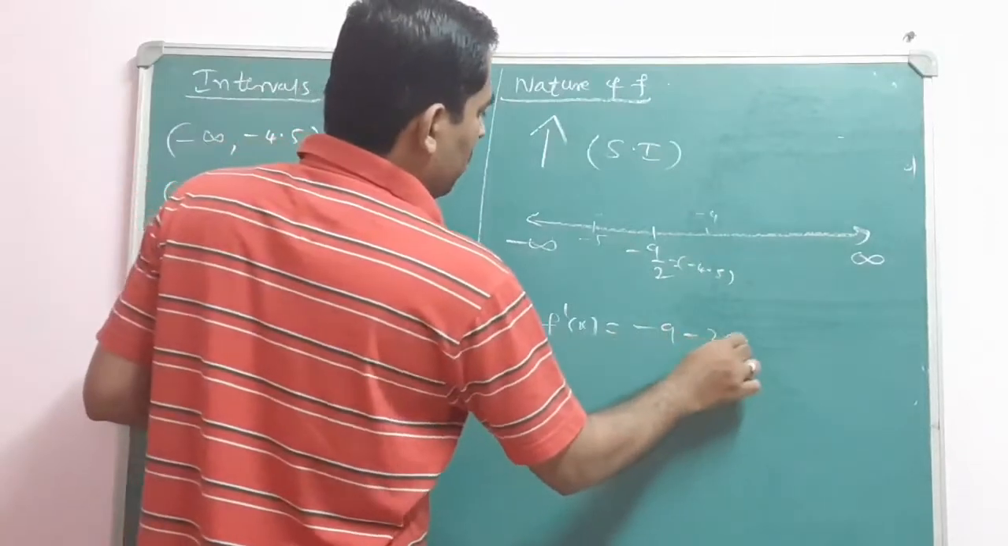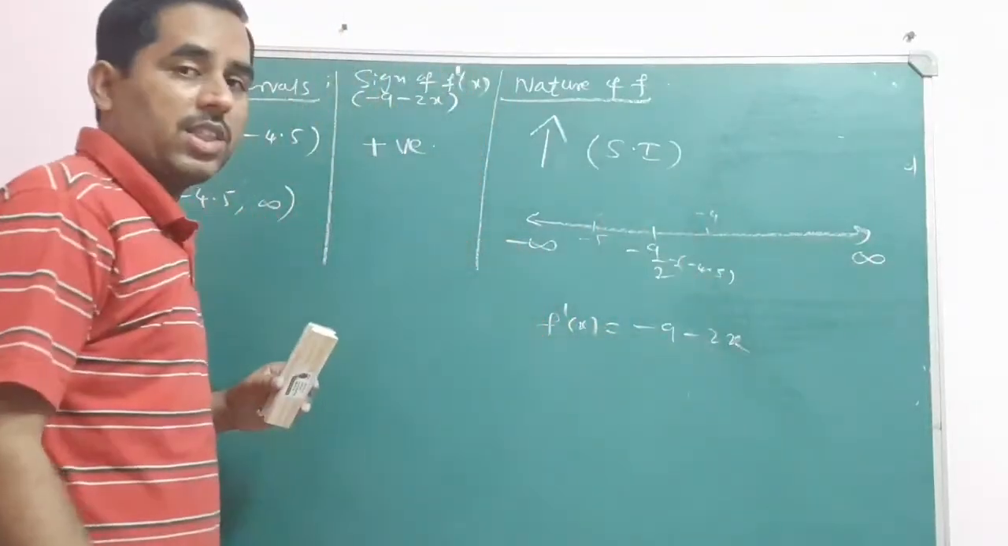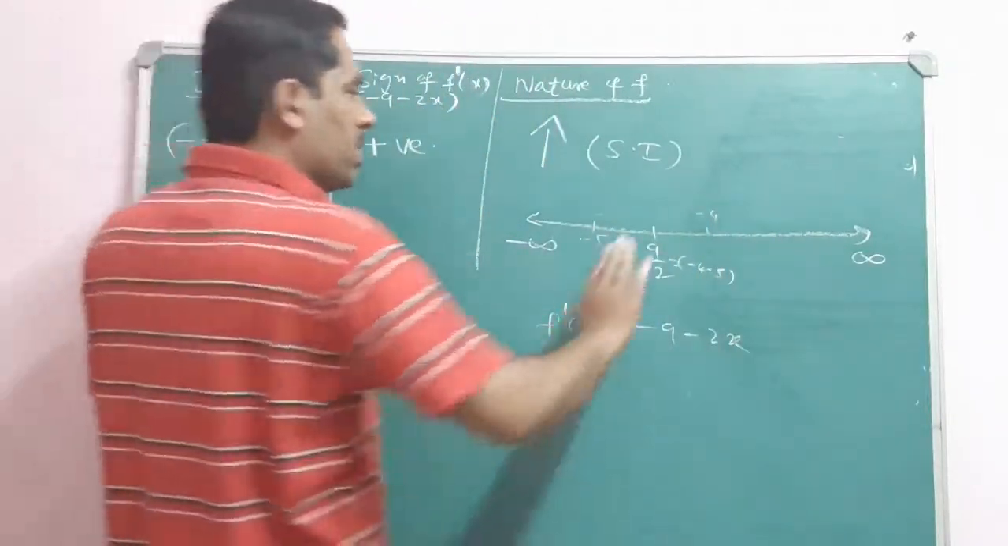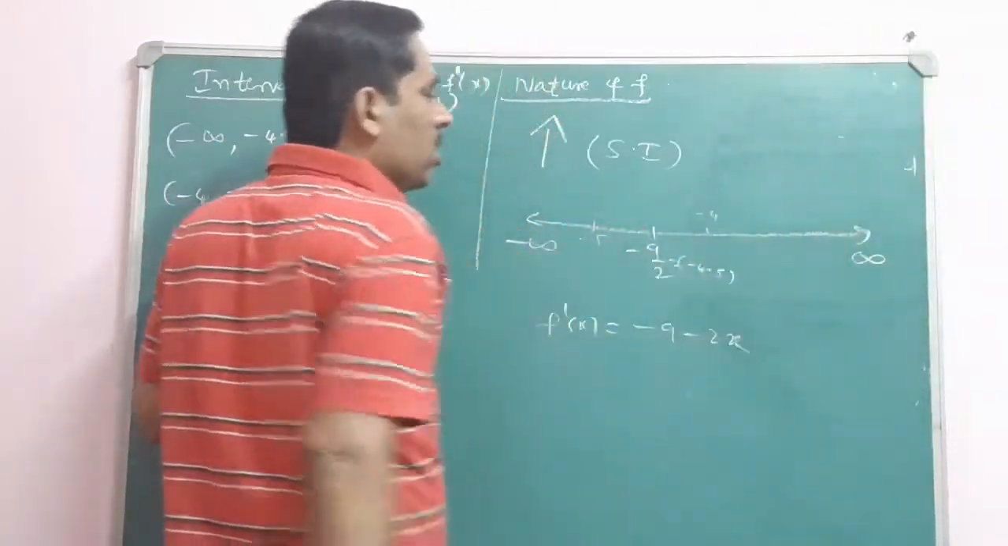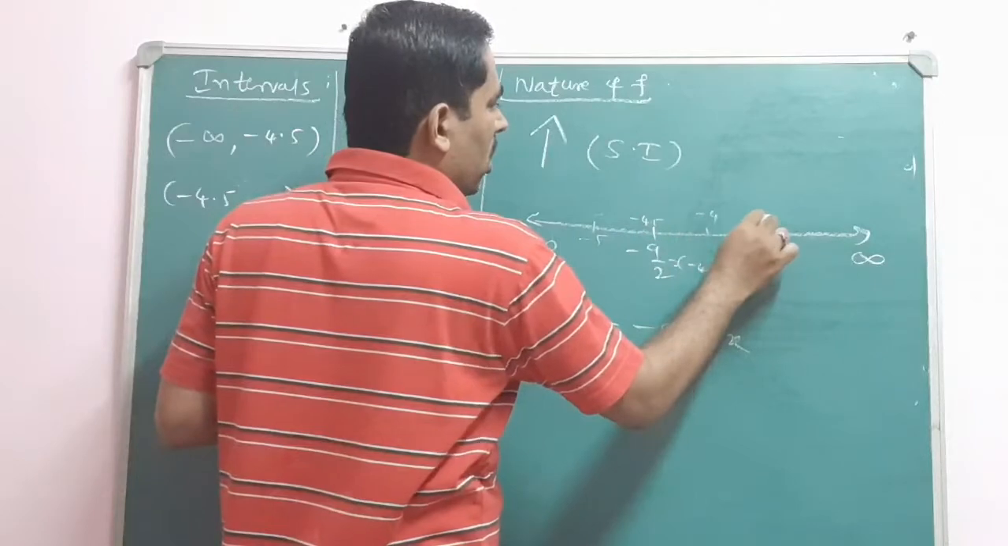Then minus 9 minus 2x. If I consider the values to the right side of minus 4.5, that means greater than minus 4.5, so it is minus 4, then minus 3.